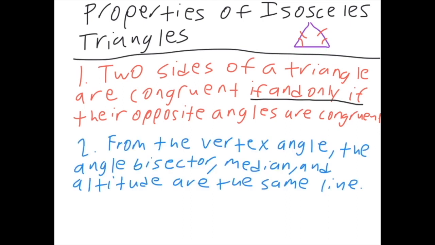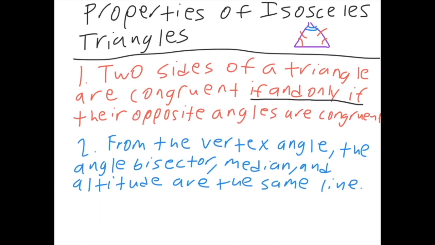The second property, very similar to the one from equilateral triangles, is from the vertex angle, the angle bisector, median, and altitude are all the same line. So first, what is the vertex angle? Well, the vertex angle, looking up at this picture up here, is the angle that is not congruent to the others, the one that's in between the two sides that are congruent. So it's this angle right here, and I'll mark it with 2 arcs to show that it's not congruent to the other two. So that angle right there is the vertex angle.